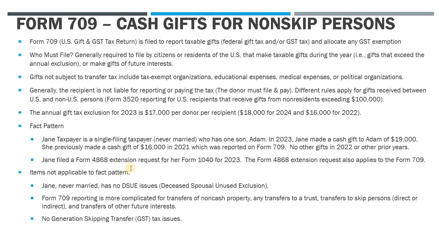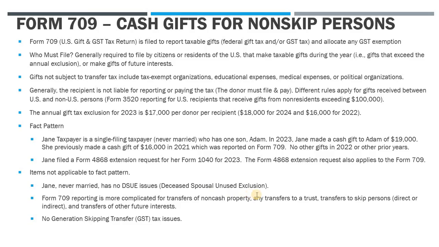Jane has filed an extension request for a Form 1040, and so that Form 4868 extension request will also apply to the 709. Now, before we get into the return, some really important things to highlight, which is what's not being covered here. So the first one is that Jane, never being married, is not going to have this DSUE issue.